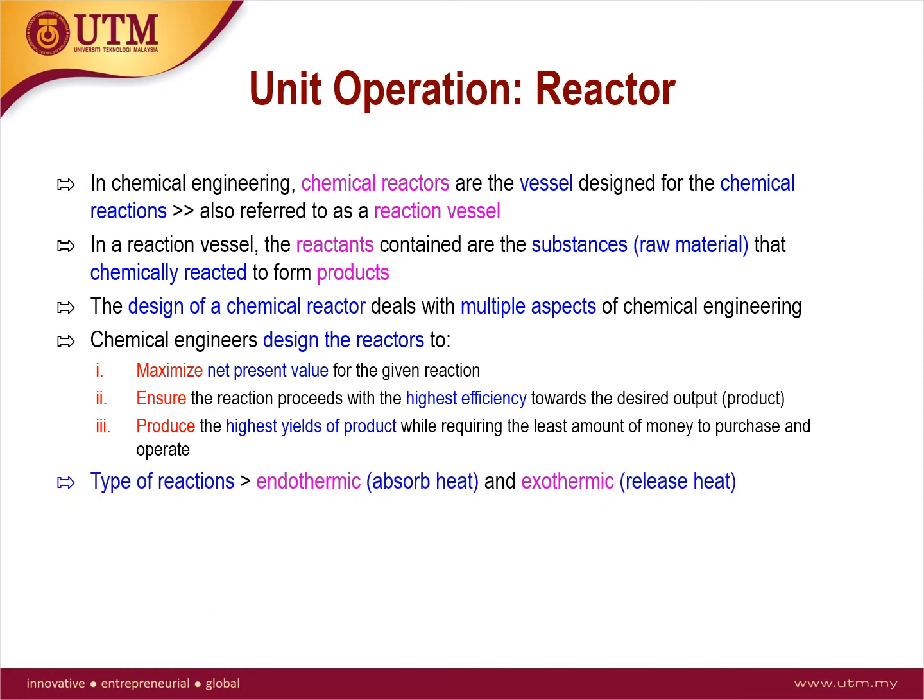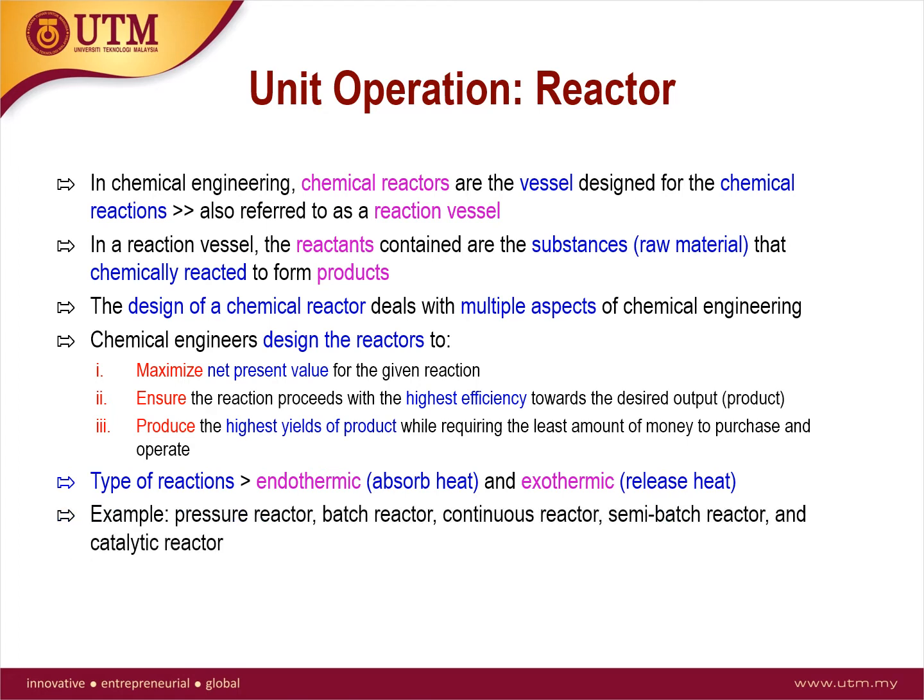There are two types of reactions that occur in a reaction vessel. The first type is called endothermic. An endothermic process is a process that absorbs heat. Then the second type of reaction is called exothermic, a process that releases heat. For example, there are many types of reactors in chemical engineering based industries, such as pressure reactor, batch reactor, continuous reactor, semi-batch reactor, and catalytic reactor.